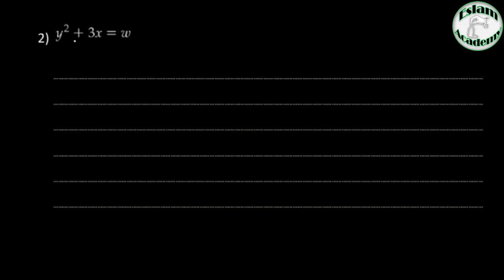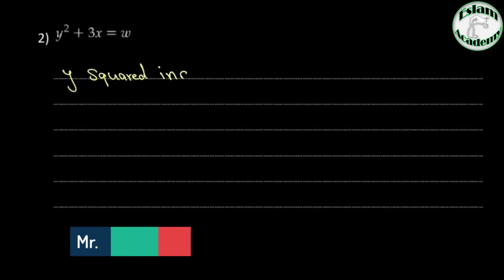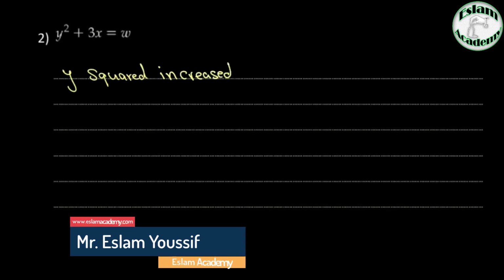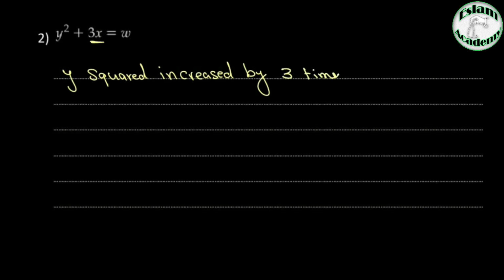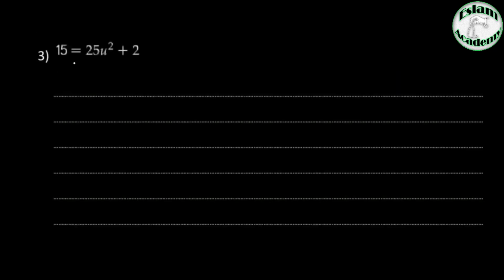Number 2, y squared plus 3x equals w. The first one, y squared plus, which is increased by 3x. What is the meaning of 3x? It is 3 times x. Equals, is the same as w. Number 3, 15 equals 25u squared plus 2.